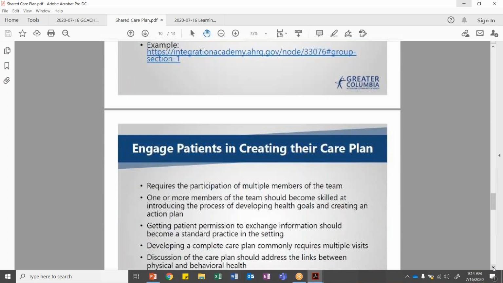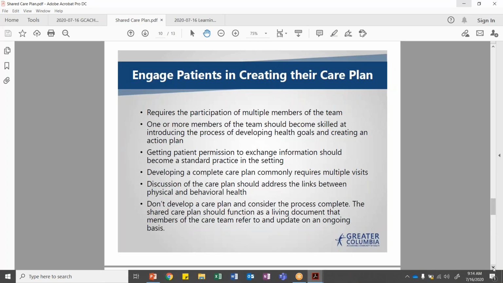Okay, next slide, Chelsea. All right, engaging patients in creation of their care plan requires the participation of multiple members of the team. One or more members of the team should become skilled at introducing the process and developing health goals and creating the action plan. Getting the patient's permission to exchange information should also become standard practice in the setting. Developing the care plan commonly requires multiple visits.